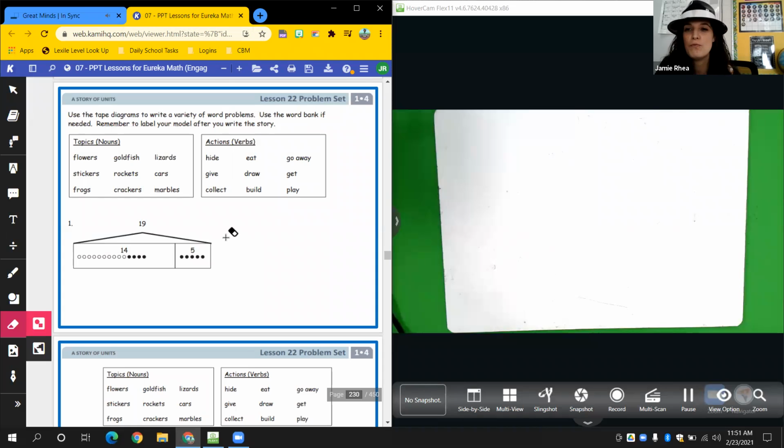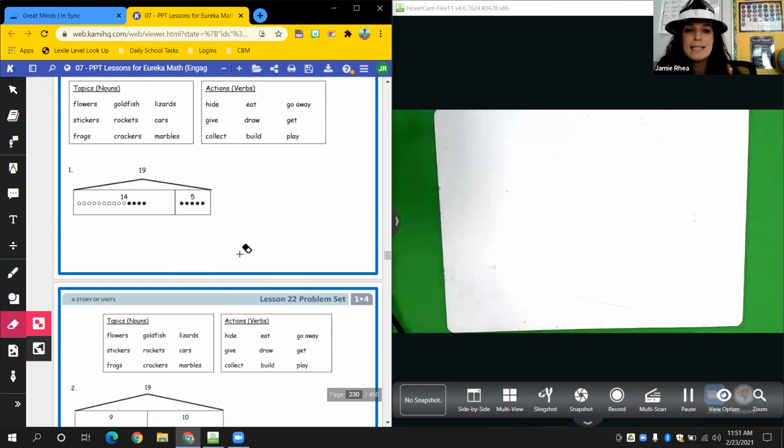All right, so let's look at our problem set. We're going to do number 2 and 4, but we're going to use the instructions. So let's look at the instructions. Use the tape diagram to write a variety of word problems. Use the word bank if needed. Remember to label your model after you write the story.